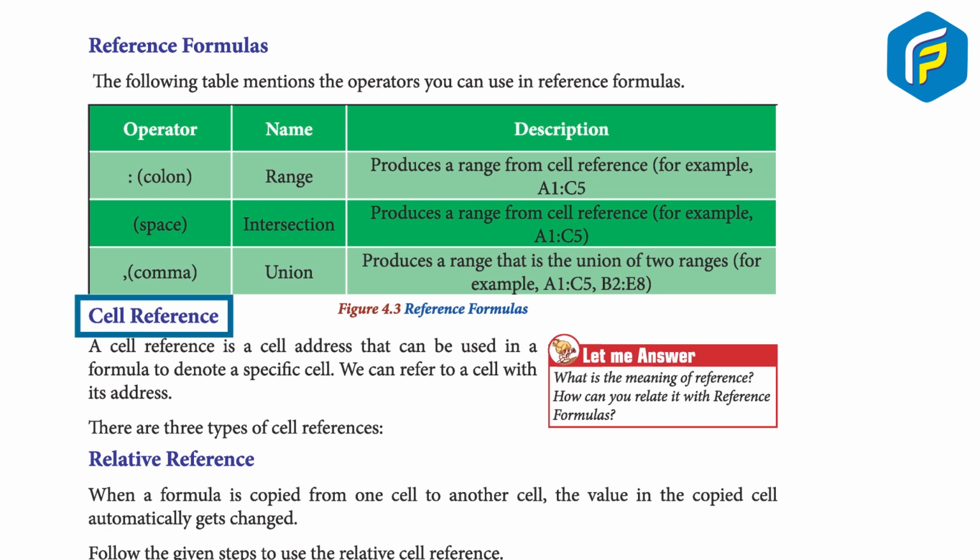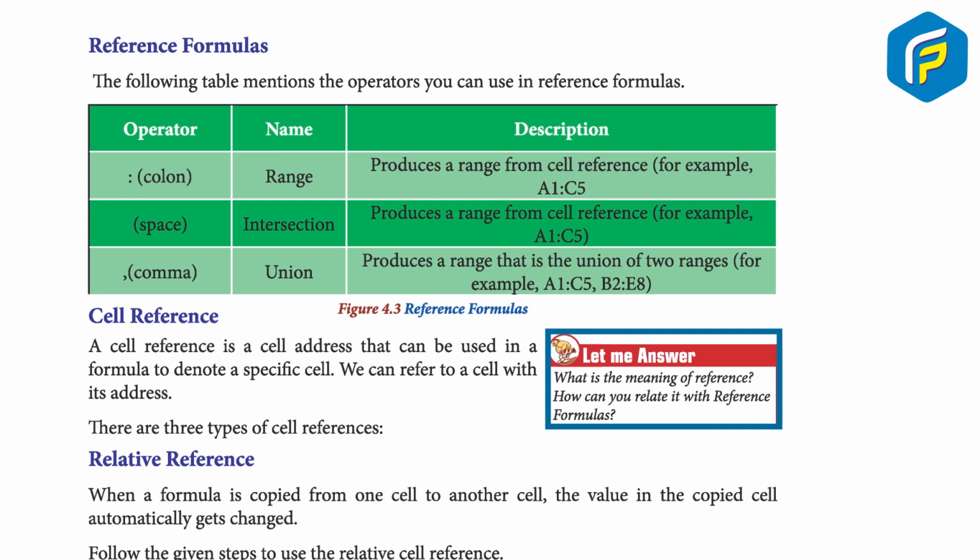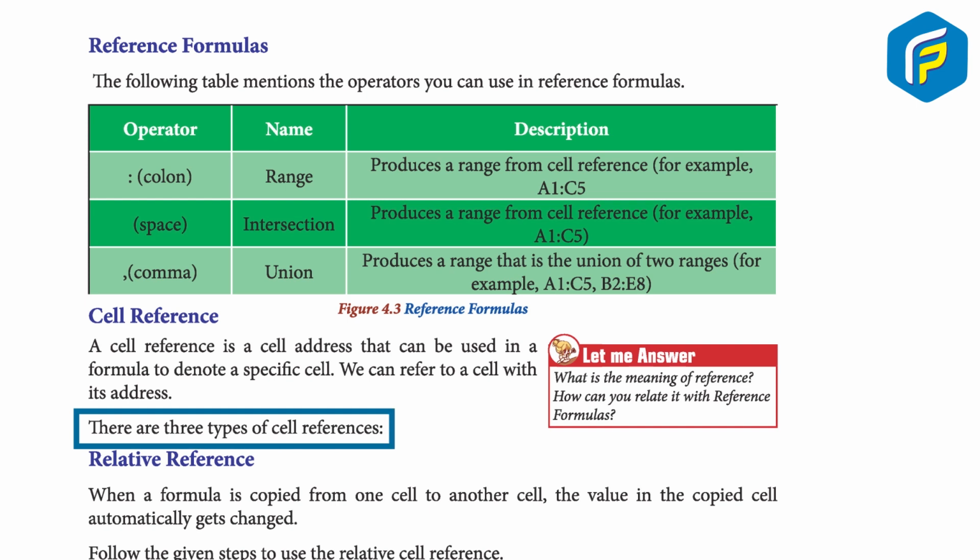Cell reference. A cell reference is a cell address that can be used in a formula to denote a specific cell. We can refer to a cell with its address. Let me answer. What is the meaning of reference? How can you relate it with reference formula? There are 3 types of cell references.